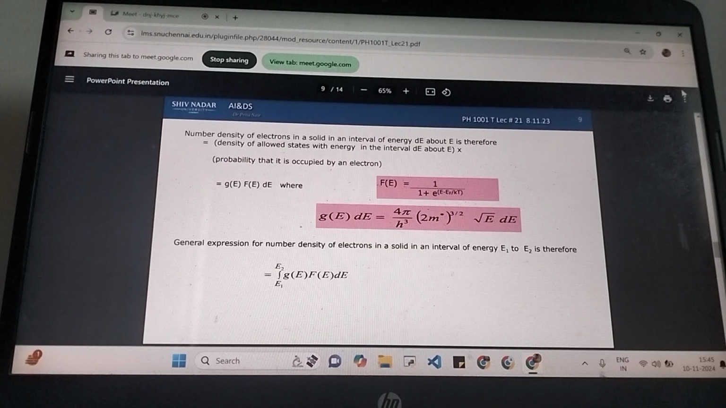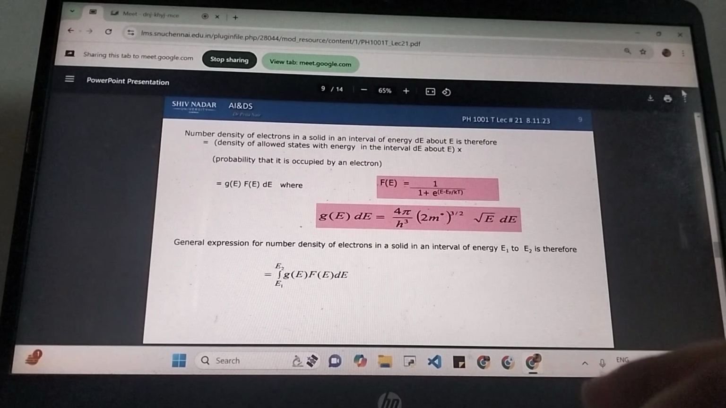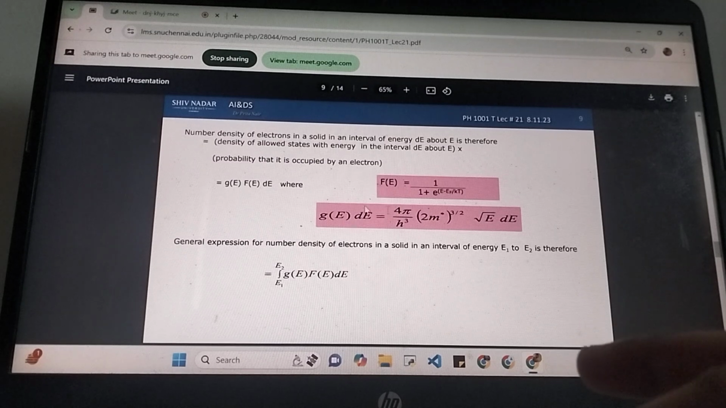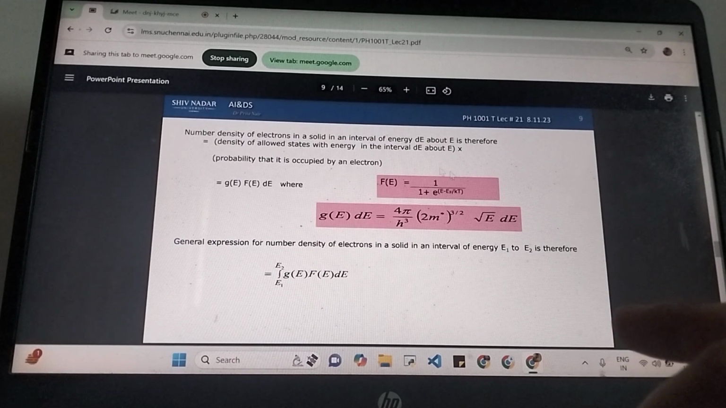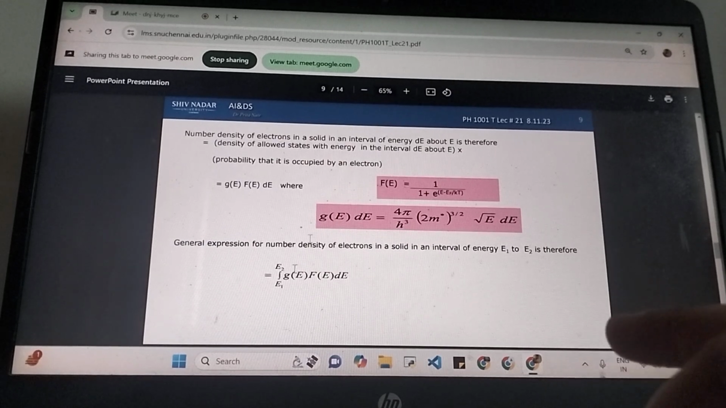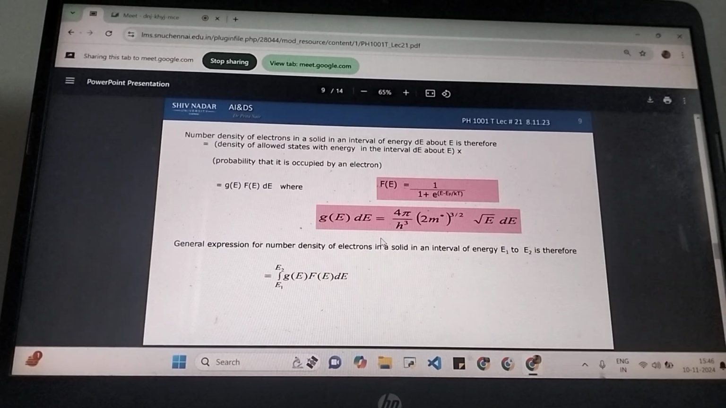Yeah, so we are almost done with the chapter. A quick recap of what we derived in this lesson. In this section, we had the number density of electrons between energy levels E1 and E2 is given by the integral from E1 to E2 of G of E F of E dE. F of E we saw in an earlier lecture. This is the expression. G of E is what we derived in today's section.